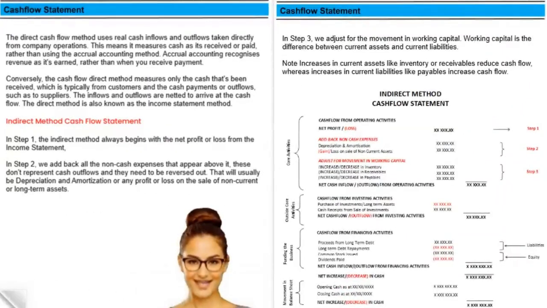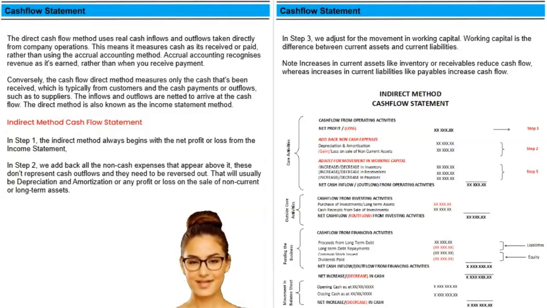Let's take a look at the indirect method of the cash flow statement. Carefully examine this method. Steps are listed so that you can see the difference between the direct method and the indirect method. So, let's get to it. In step 1, the indirect method always begins with the net profit or loss from the income statement. That means that we only take the last line of the income statement, which is the net profit or loss, and place that figure here. That should be pretty easy.